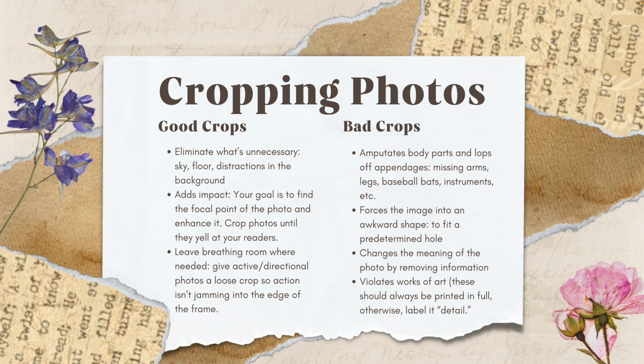With the good crops, again, eliminate what's unnecessary, so sky, floor, and distractions. We want a little bit of breathing room, but other than that, you don't need too much. Of course, you can utilize the rule of thirds. So down on the third bullet point, it says leave breathing room where needed. So giving active or directional photos a loose crop so action isn't jamming into the edge of the frame. So if somebody's riding a bike, we don't need a whole bunch behind them and the bike, but I do want to see what is ahead of them as they are riding the bike. We don't want to cut off that motion.